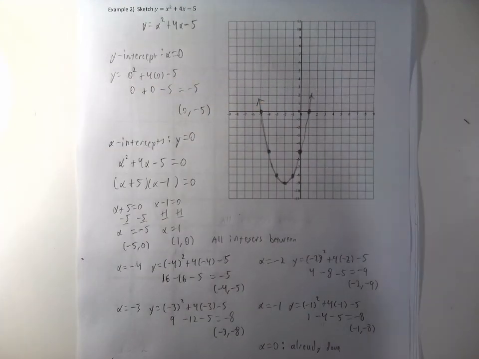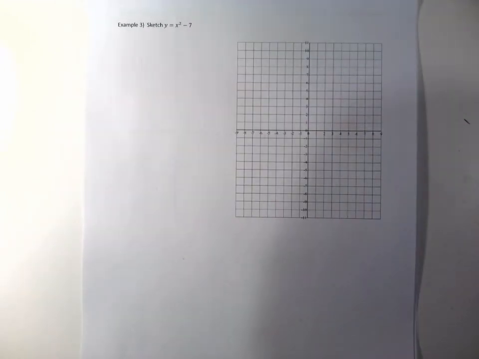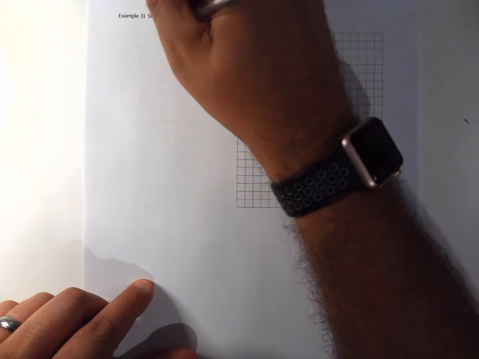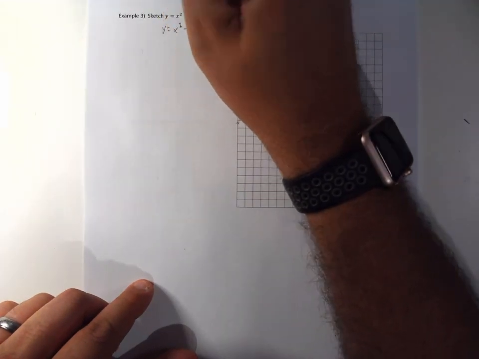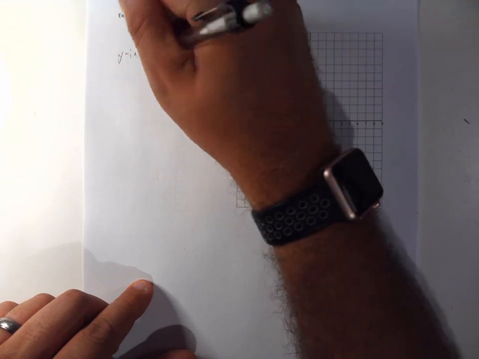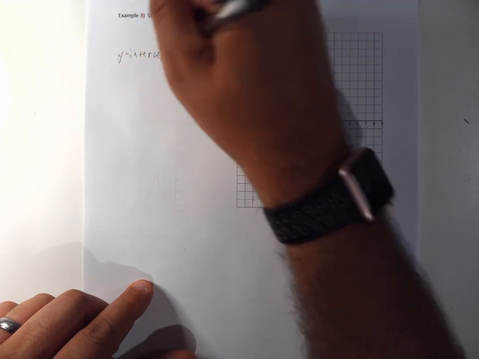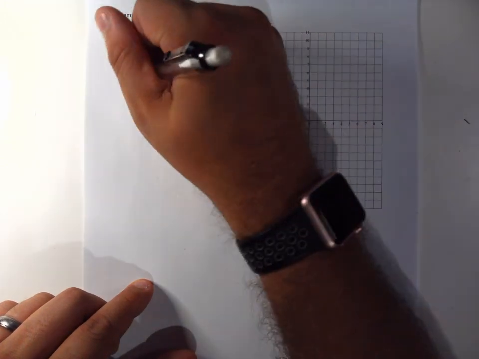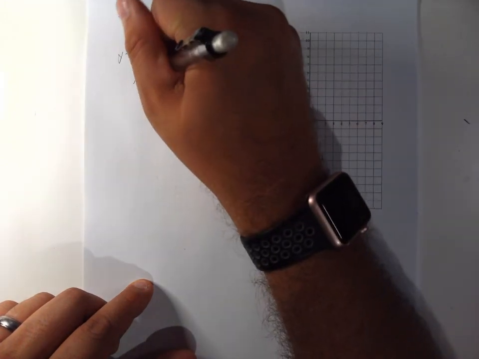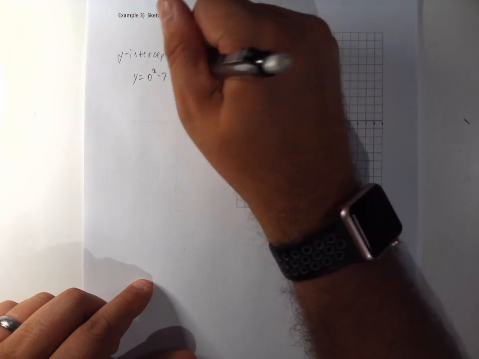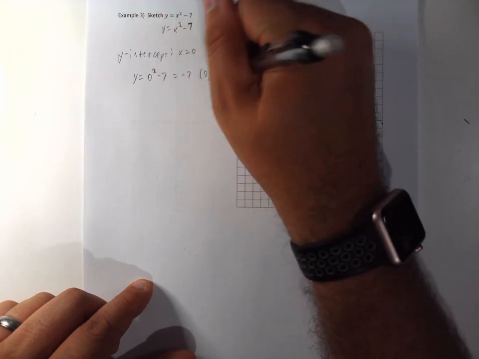All right, next page. Y equals x squared minus 7. We'll start with the y-intercept. At the y-intercept, x is 0. So y equals 0 squared minus 7. 0 minus 7 is negative 7. 0, negative 7.